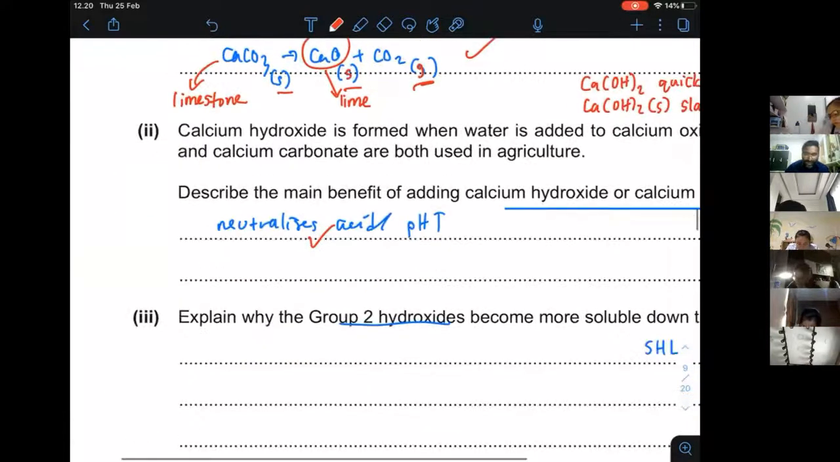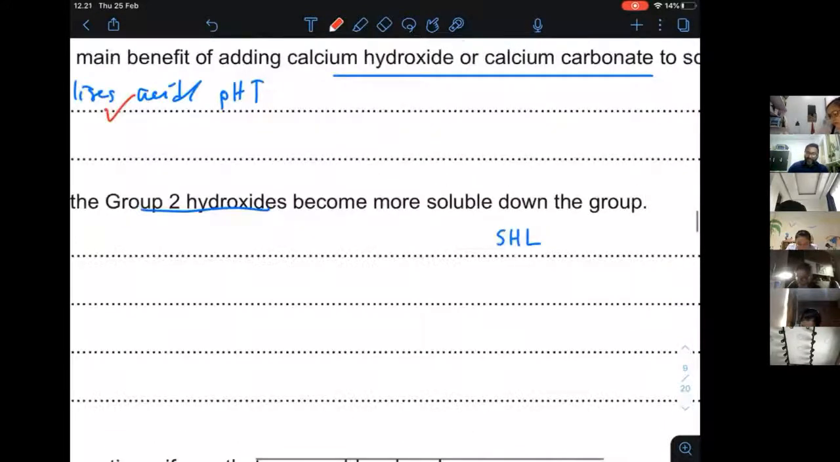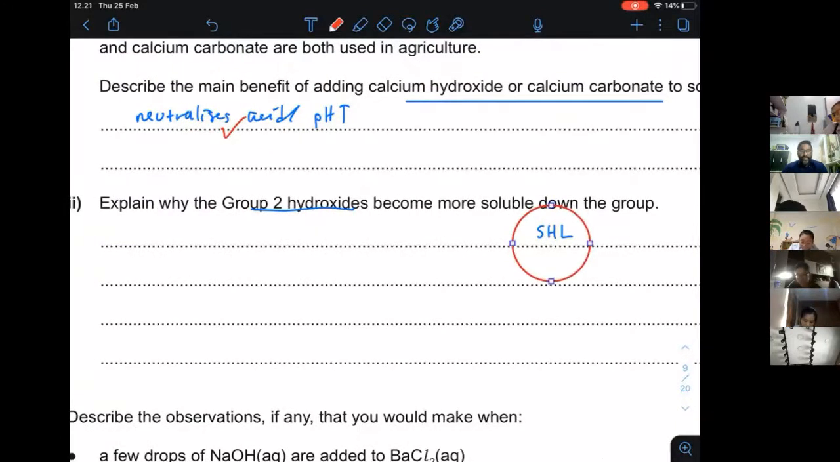Now, explain why group 2 hydroxides become more soluble down the group. This one, I'm very tired of explaining the same thing again. So please refer to the notes or the video that I made earlier. But this one is going to be the SHL. So why do group 2 hydroxides become more soluble?